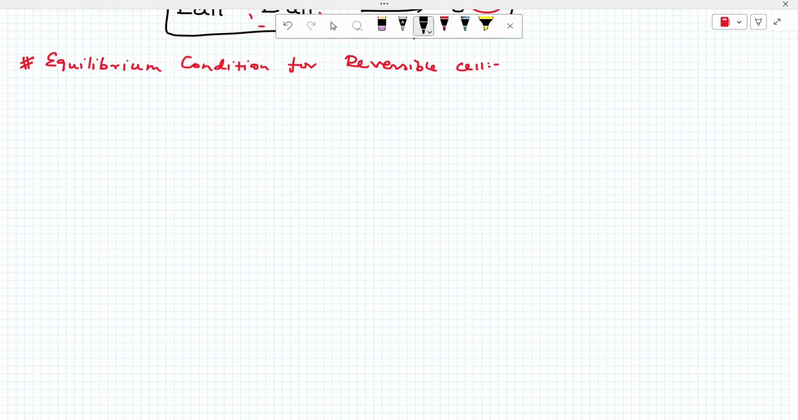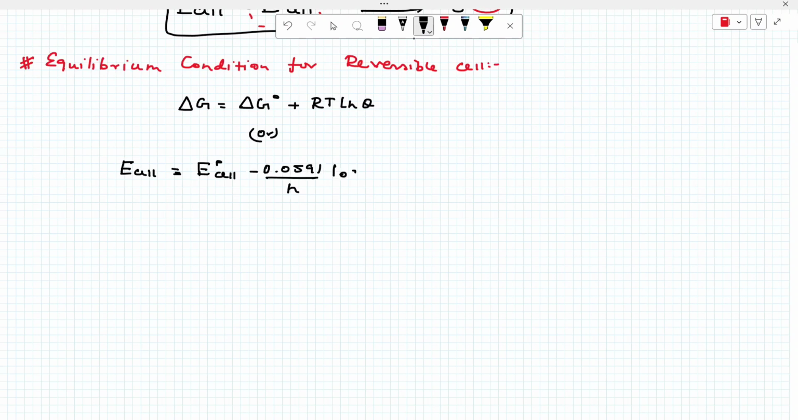How do we derive this equation? What is the basic formula? We know, right? Delta G equal to delta G naught plus RT ln Q. Or we can apply the delta G value in this equation. What does the formula end with? That is E cell equal to E naught cell minus 0.0591 by n into log Q is the formula.